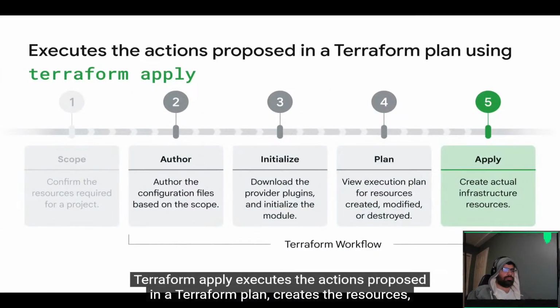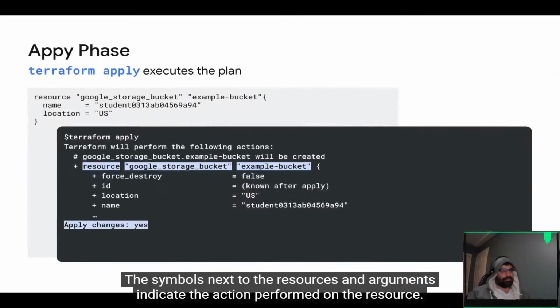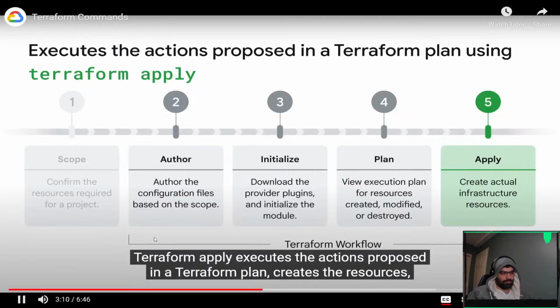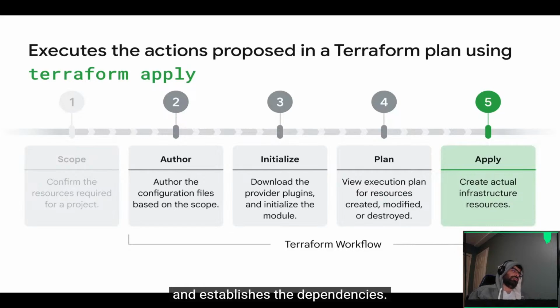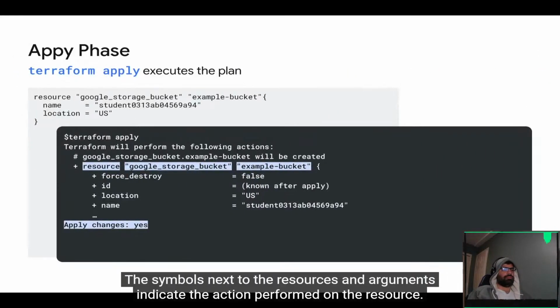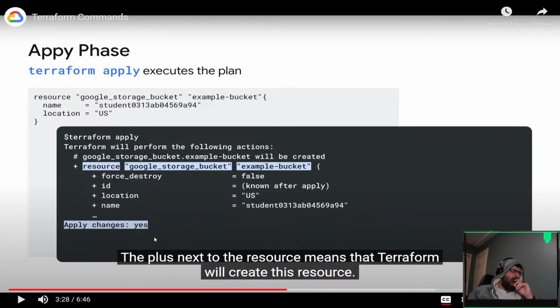Terraform apply executes the actions proposed in a Terraform plan, creates the resources, and establishes the dependencies. The symbols next to the resources and arguments indicate the action performed on the resource. The plus next to the resource means that Terraform will create this resource.